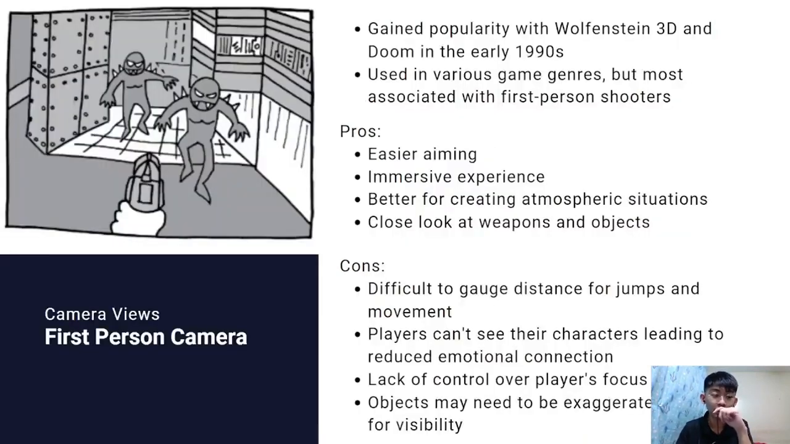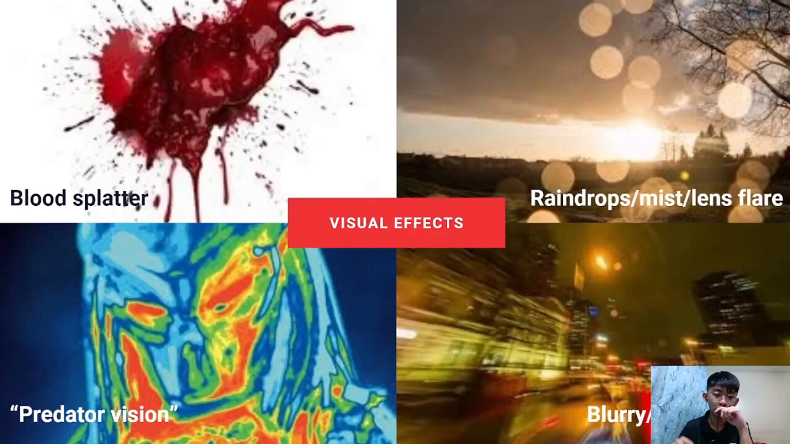Next, the first-person camera. It gained popularity with Wolfenstein 3D and Doom in the early 1990s. It is most associated with first-person shooters. Here are some pros and cons related to the first-person camera. So here are some visual effects. The first one is blood splatter. Next, raindrops, lens flare, predator vision, and also blurry drunken cam.